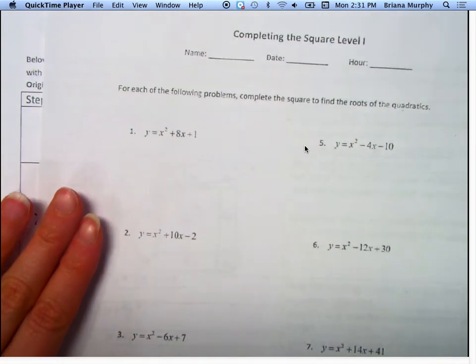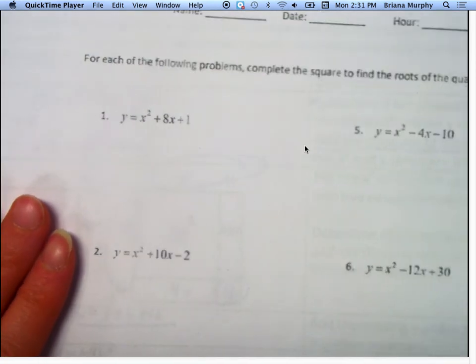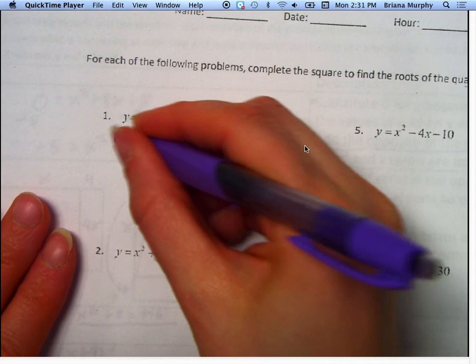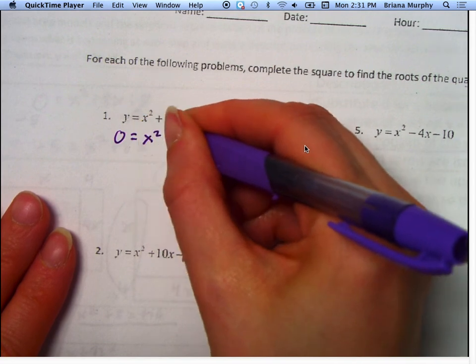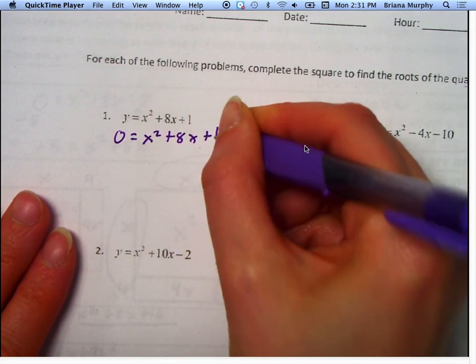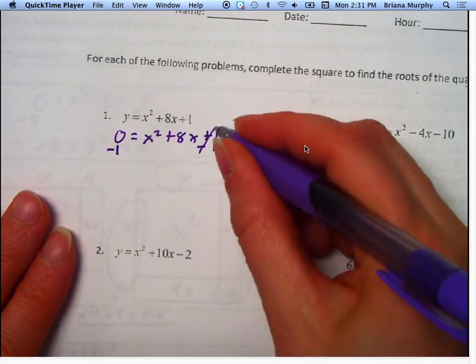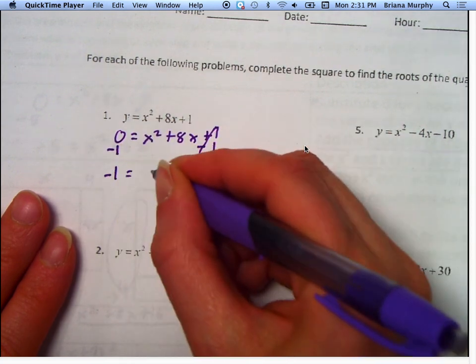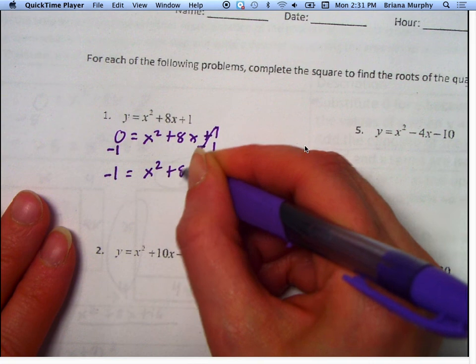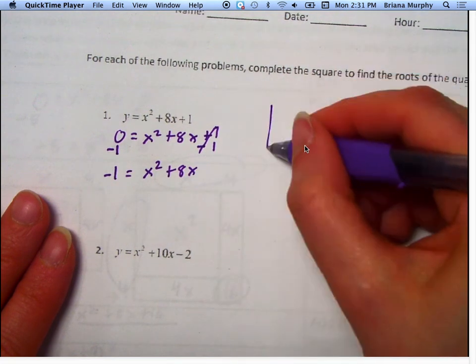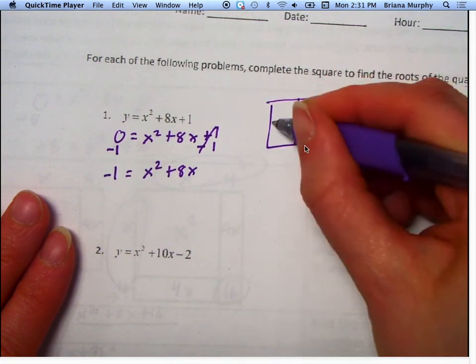I'm going to do number 1. I'm going to make y 0. I'm going to subtract 1 from both sides. Negative 1 equals x squared plus 8x. I'm going to do a little diagram off to the side.